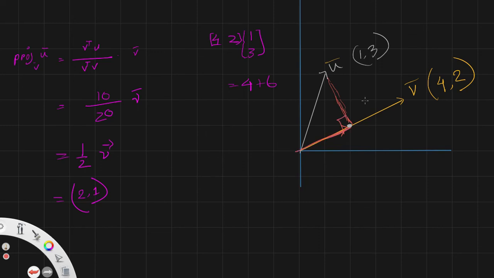So this is how you do it for two vectors. You're projecting one vector on top of another. And in the future, we're going to see how we can project a vector on an entire space.